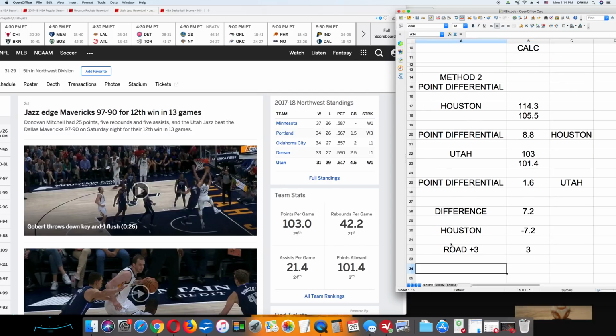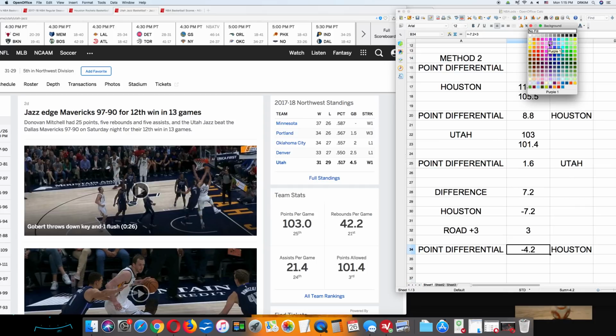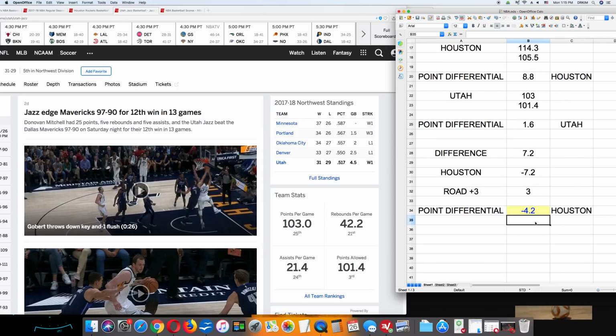So for Houston, you're going to do minus 7.2, and that would be Houston's point spread on a neutral location, and then you're going to add plus 3. Boom. That gives you minus 4.2. How does that compare to the BPI calculation? BPI is minus 3.3. So it's just one off.